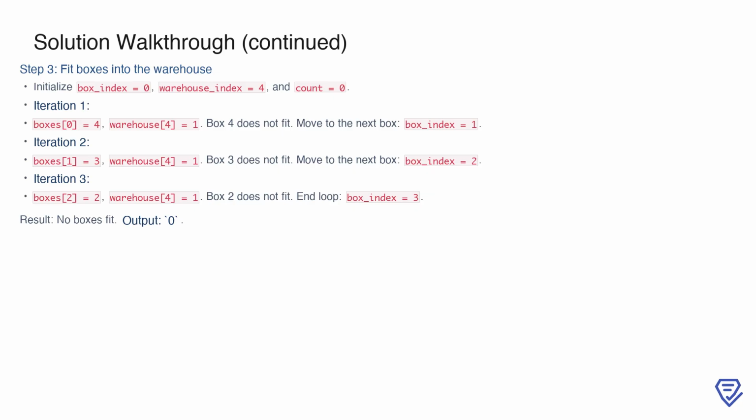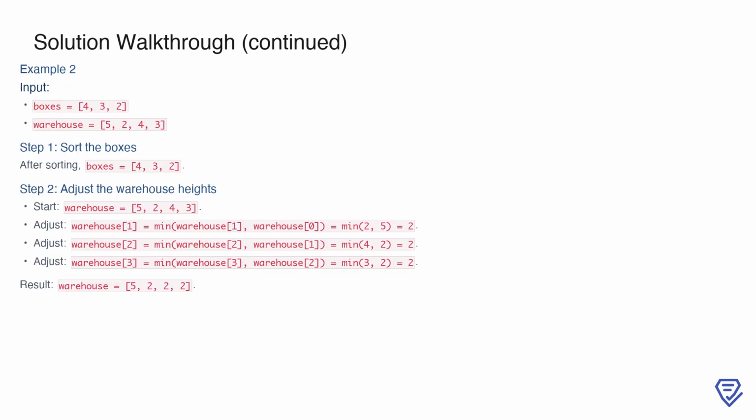The first box has a height of 4, but the warehouse height at position 4 is only 1, so it cannot fit. We move to the next box with box_index equals 1. The second box has a height of 3, but again, it cannot fit into the warehouse position with height 1. Finally, the third box, with a height of 2, is also too tall to fit into the warehouse. As a result, no boxes can fit into the warehouse, and the output is 0.